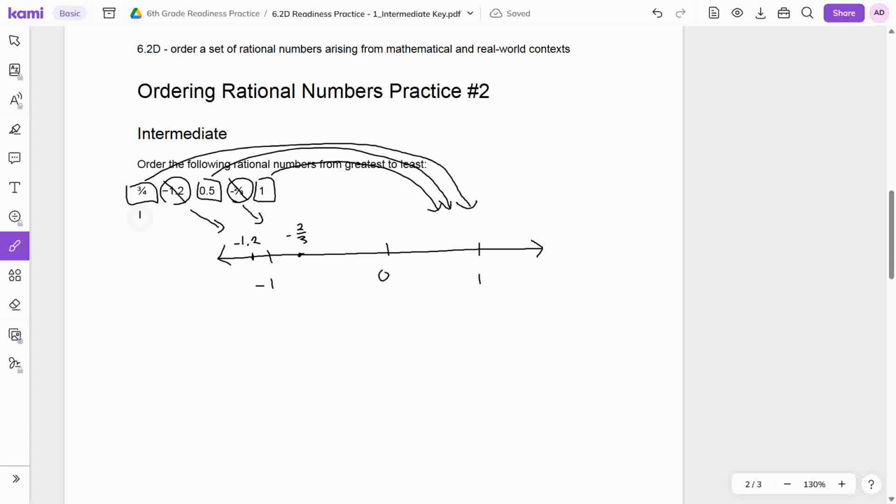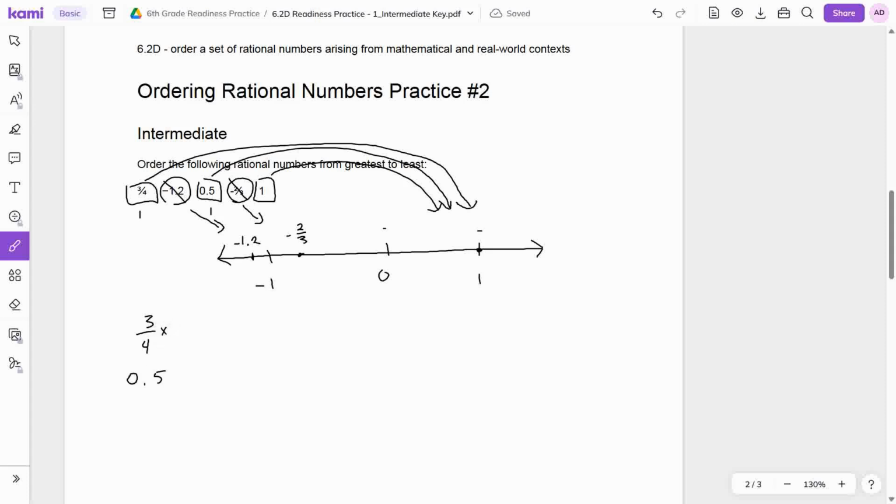And take a look at what I can do here. I need to figure out where those two go, the 3/4 and the 5/10. But look at this one. I know my 3/4 and my 5/10 are going to come somewhere between these two. So the only two that I really need to order, if I use reasoning, is 3/4 and 5/10.